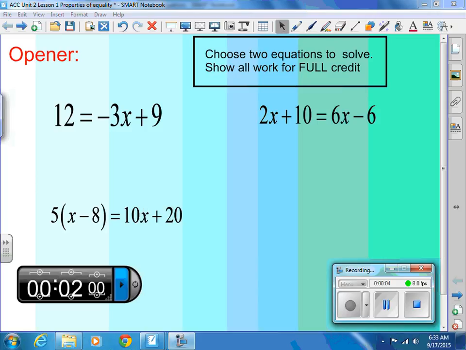All I need you to do on a brand new sheet of paper, put your name and opener at the top, and then take 2 minutes, pick one of these equations to solve. Make sure that you show your work. Solve one equation in the next 2 minutes, go.